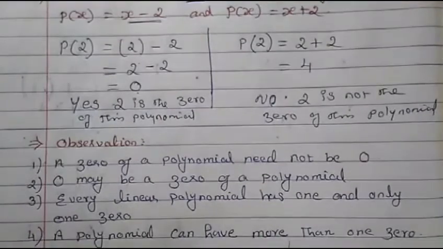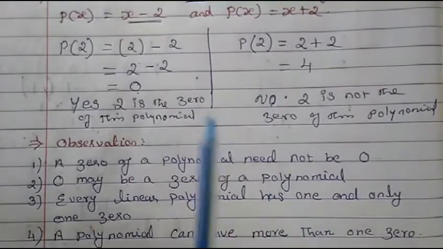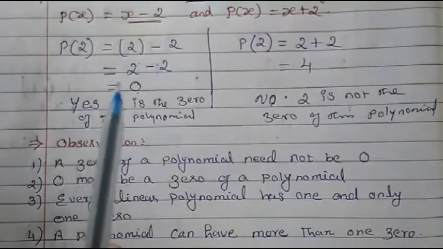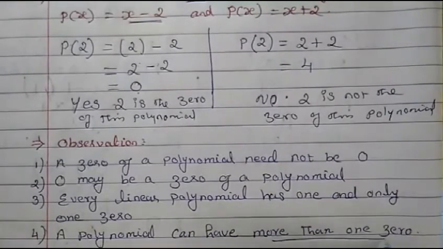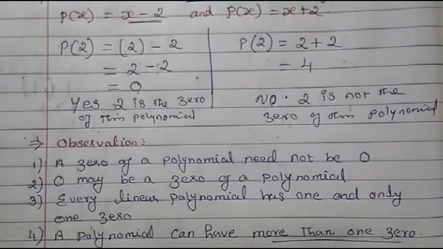Now the last point is that a polynomial can have more than one 0. Here we saw linear polynomials, which have only one 0. But if we have quadratic or cubic polynomials, those types of polynomials can have more than one 0. That means more than one value can bring the polynomial to 0. So that is the meaning of it.